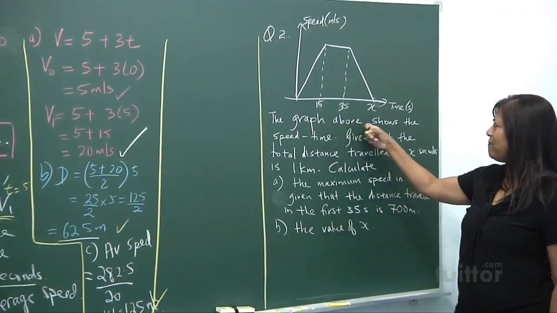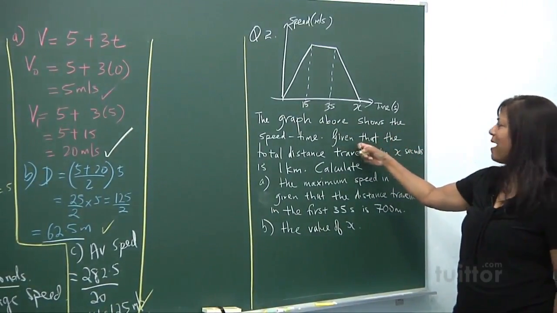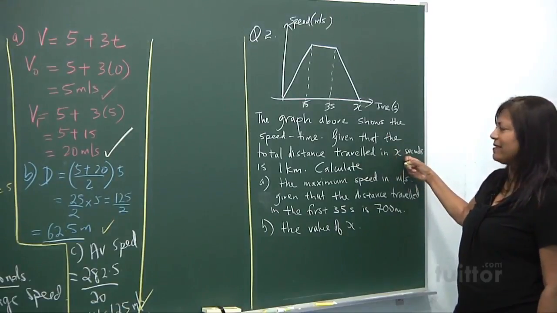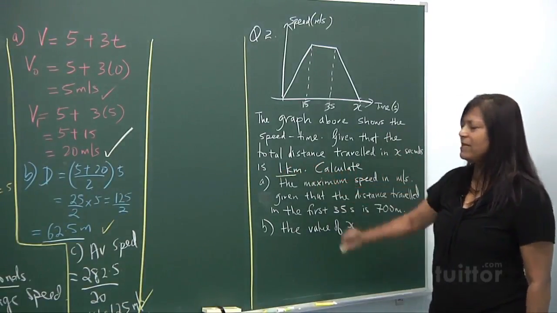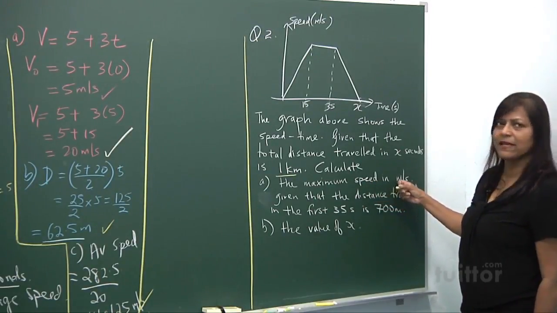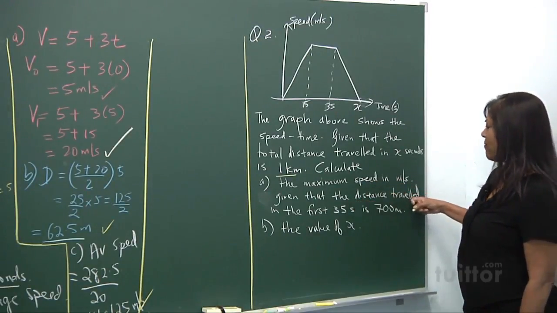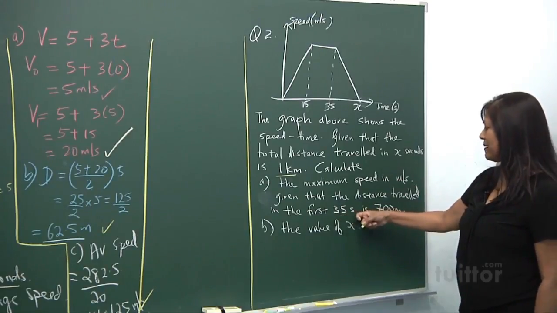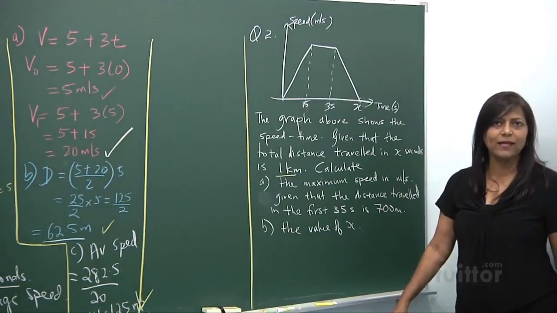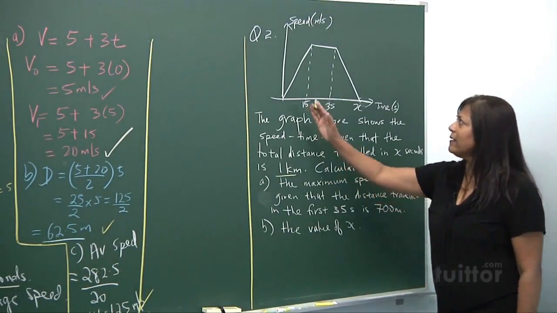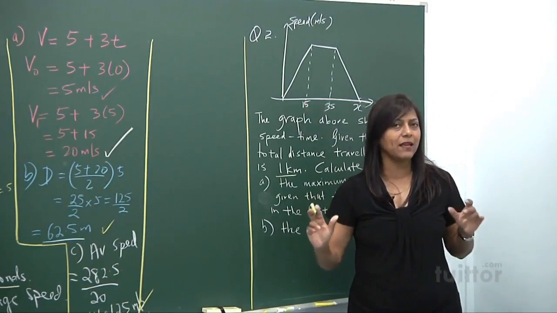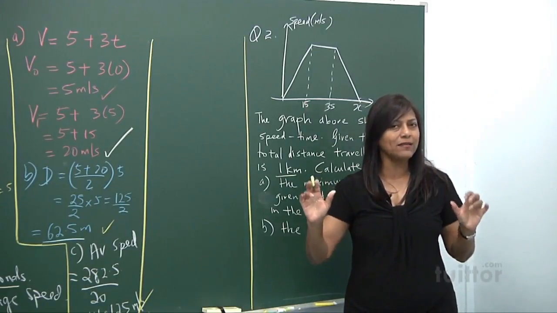They say the graph above shows the speed-time. Given that the total distance traveled in X seconds is 1 kilometer, calculate the maximum speed in meters per second, given that the distance traveled in the first 35 seconds is 700 meters. And then you have to find the value of X. Here, it's a little bit different. It calls for thinking.